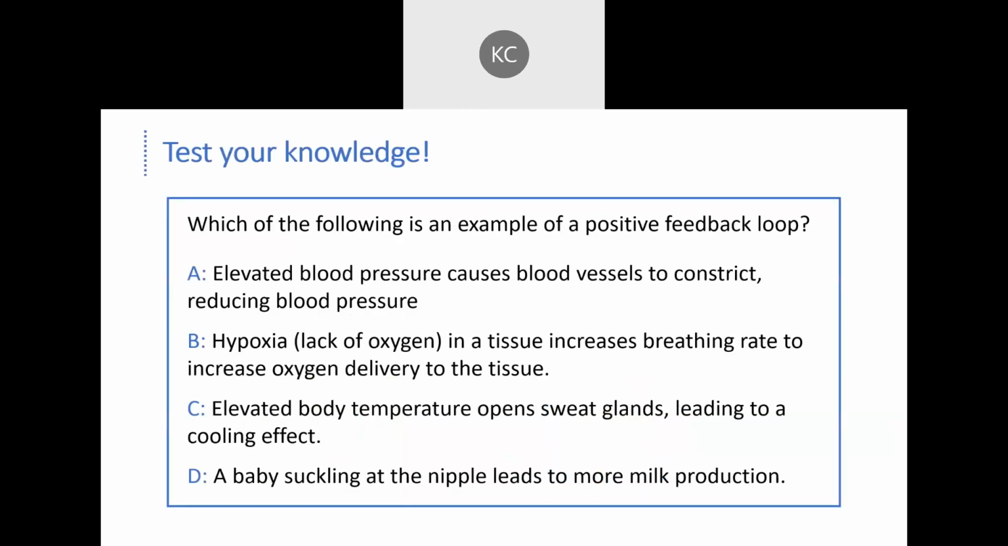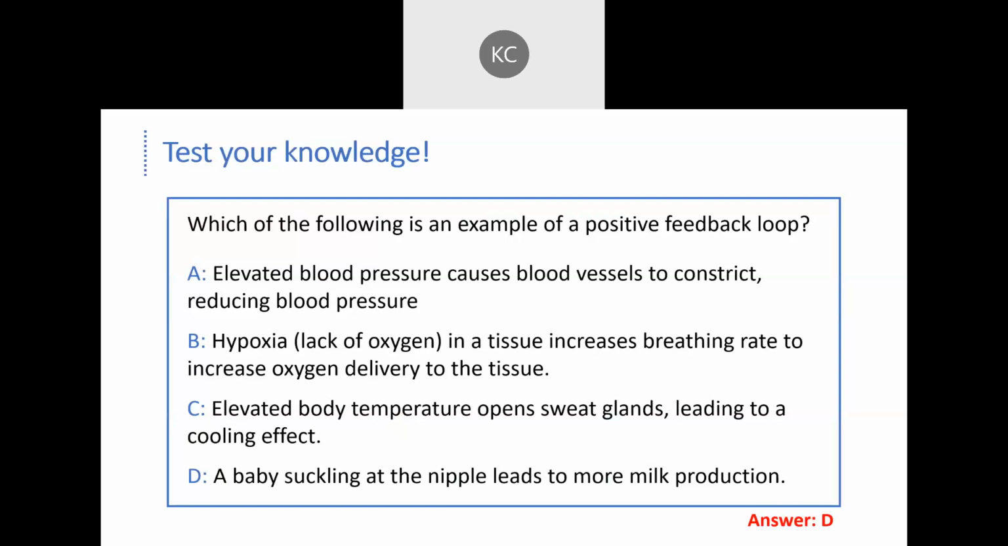So read this question, pause the video, and answer it, and I'm going to go ahead and show you the answer. So which of the following is an example of a positive feedback loop? Well, in this case, it's going to be D. Right? So a baby suckling at nipples leads to more milk production. This is following a similar sequence of events as the uterine contraction example that we just gave.